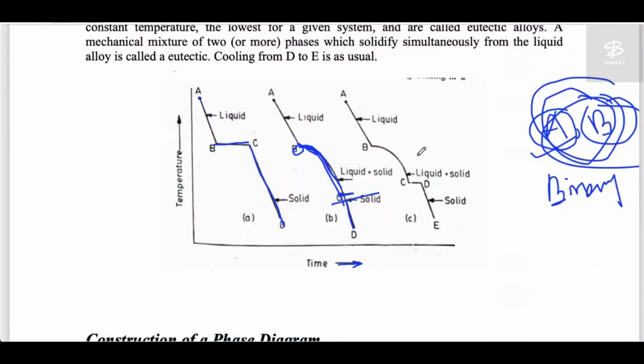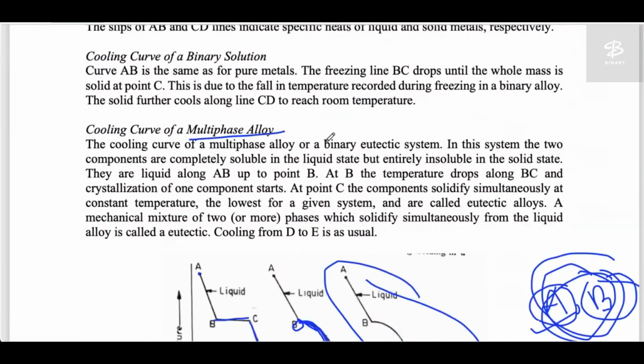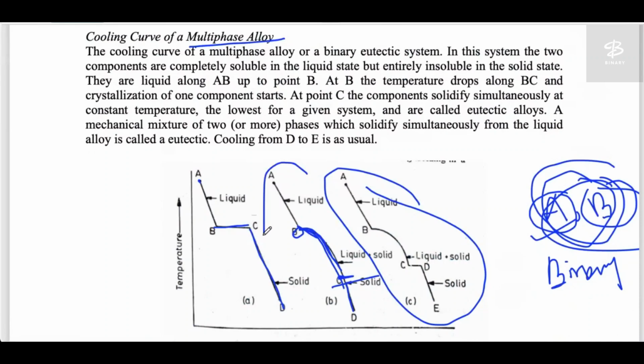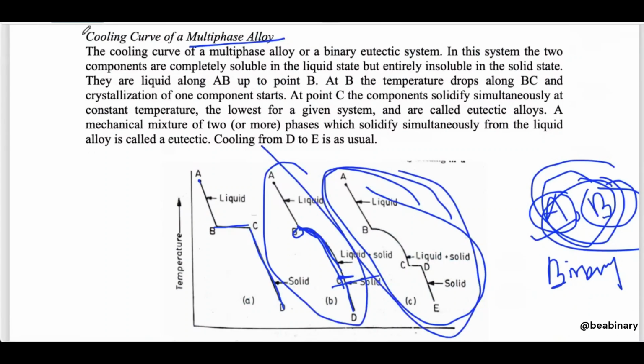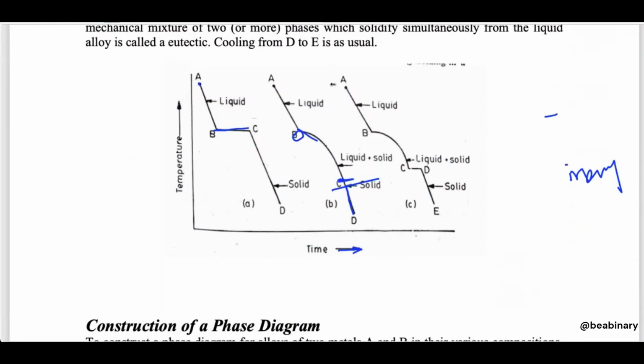So let me finish this one. This is for the mixture of other, which is known as a multi-phase alloy. This is the cooling curve of the binary solutions, as we have discussed, and this is your multi-phase. So what happened in multi-phase? They have different elements. They are the same till B. At B they start converting. They have the same curve as in a binary solution, as you can see.